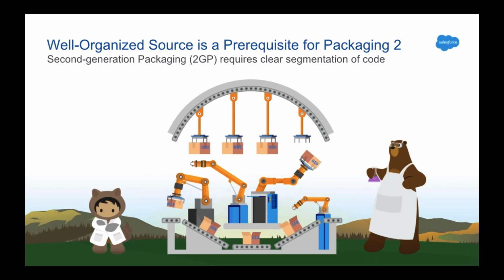So one of the things that you could do to start getting ready for packaging 2 right now is to refactor your code or build it from the ground up if you're a newer partner, so that it's clearly segmented, even if it's all still managed in one managed package right now. And as already mentioned, Salesforce DX can make that organization part easier. And that helps you be ready for packaging 2 when it comes.